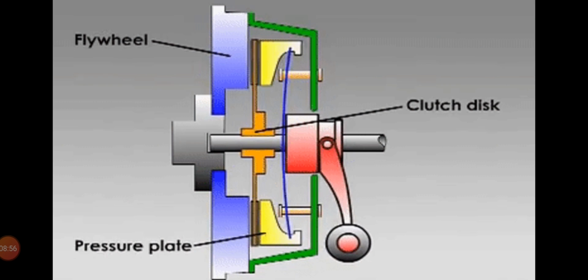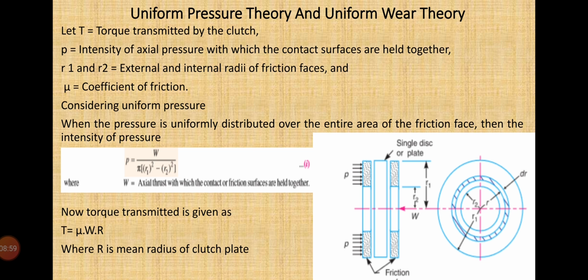Now this is a very important thing in the single plate clutch, and in the next chapter, bearings also. There are two very important theories: first is the uniform pressure theory and second is the uniform wear theory. On the basis of these theories, we can find the torque transmitted by the clutch, because at the contact surface between the flywheel and clutch, a high amount of frictional resistance is developed.